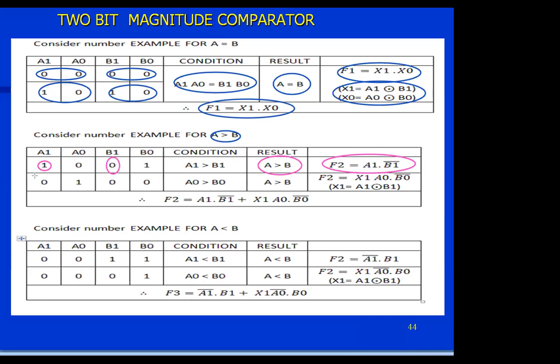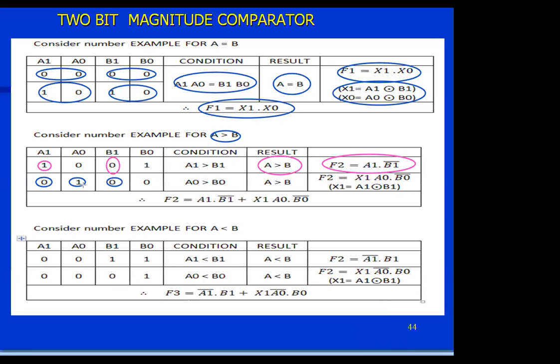Check now. How will this condition be written? a is a1 and b1. If you check, these two are identical. How? The most significant bits are equal. We cannot say a equal to b. Now we have to check for the least significant bit.